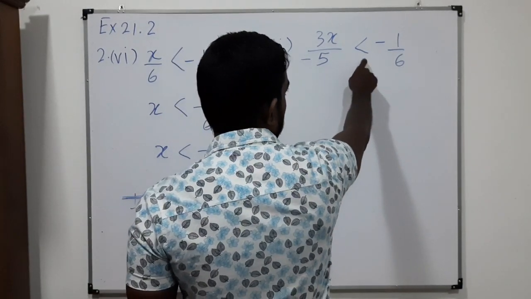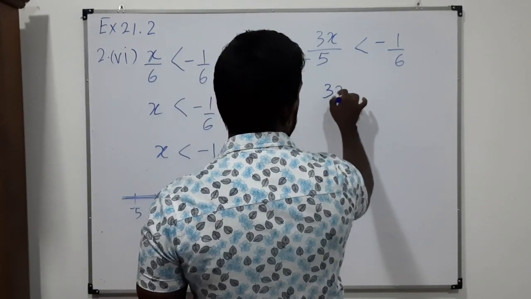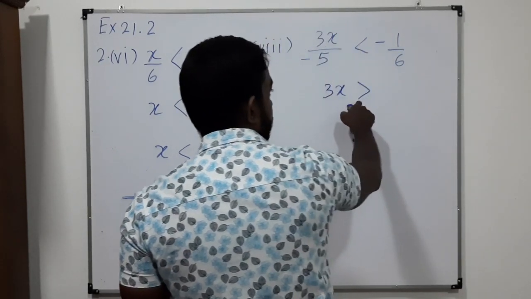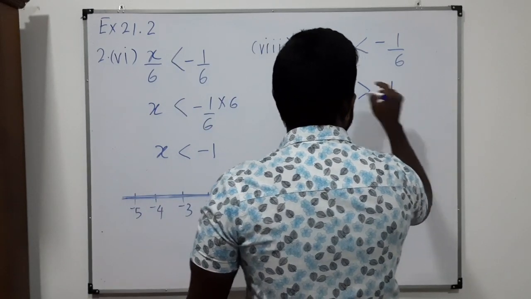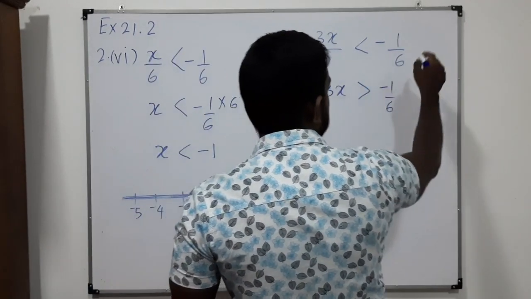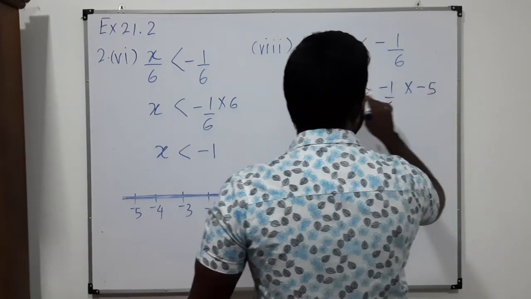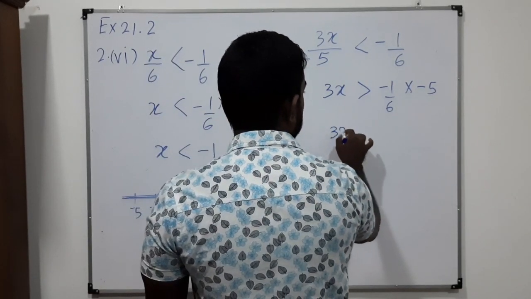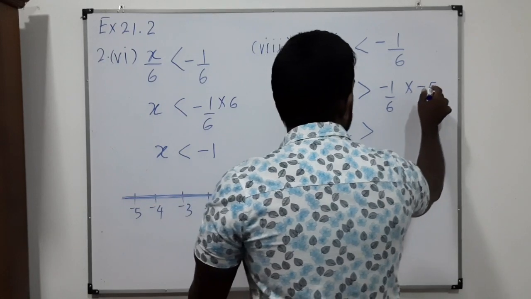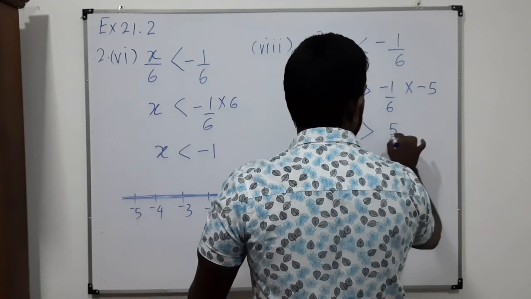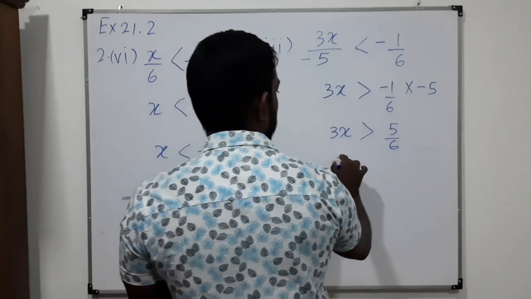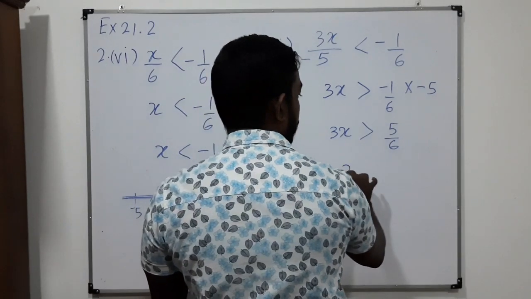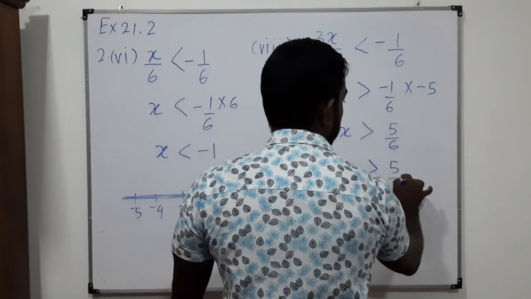Then I know that this inequality mark changes, so I can write down the remaining as 3x is greater than, so I change this mark, minus 1 over 6, because I know that when minus 5 goes to the other side, it will be a multiplication. Therefore I change the inequality mark. Now I can write down the remaining as 3x is greater than minus minus, plus 5 over 6. Then I can close number 3 and write down x is greater than 5 over 6.